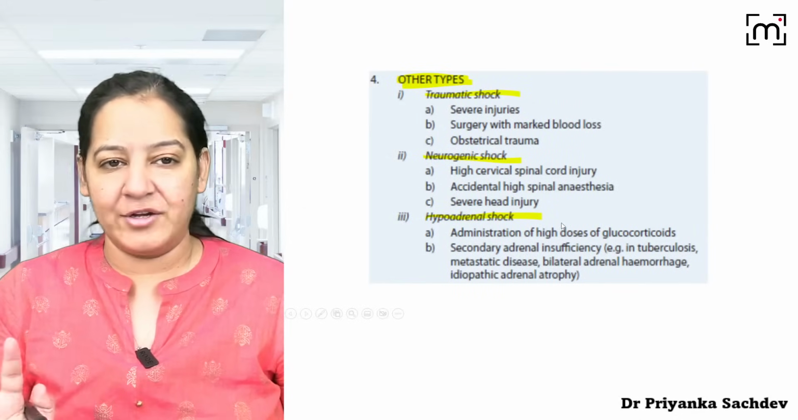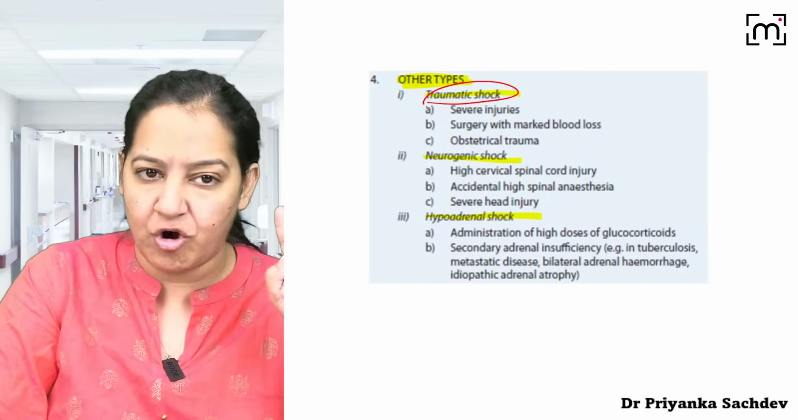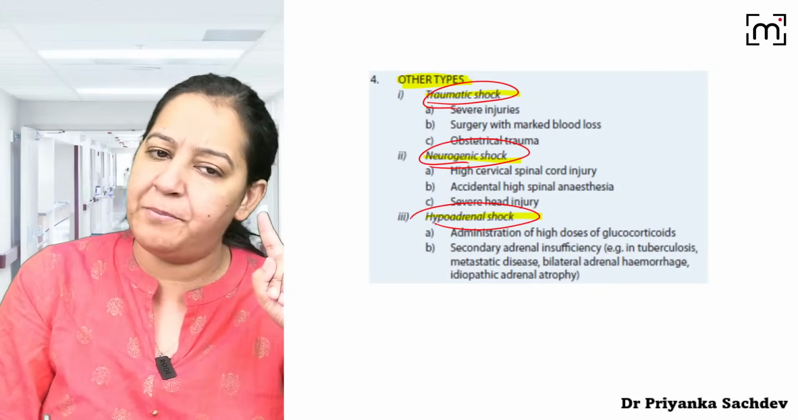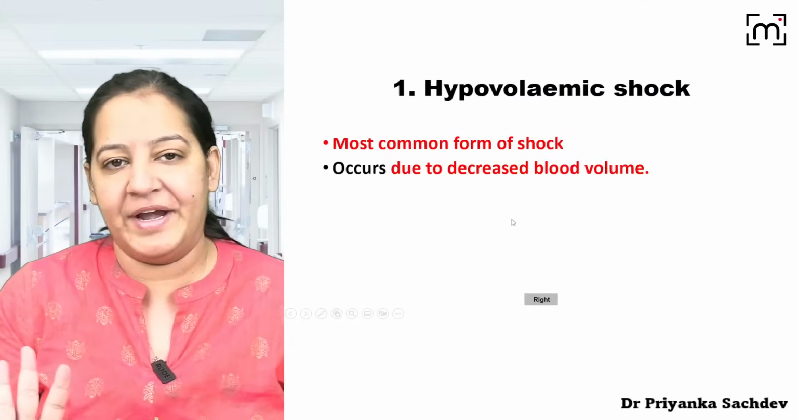So till now, I told you, and other types of shocks are there like traumatic shock, neurogenic shock, hypoadrenal shock. So you just enumerate them.